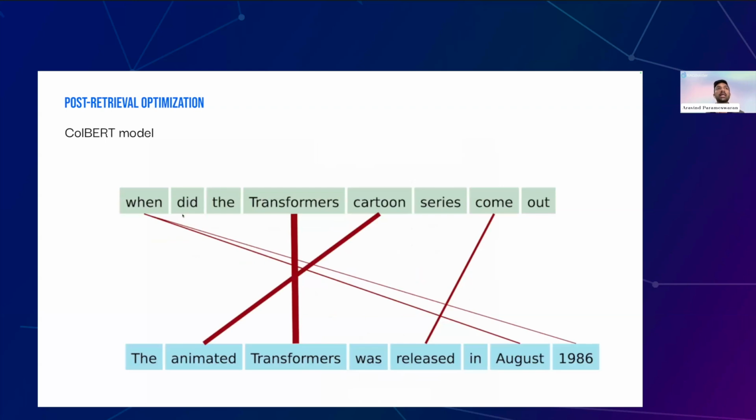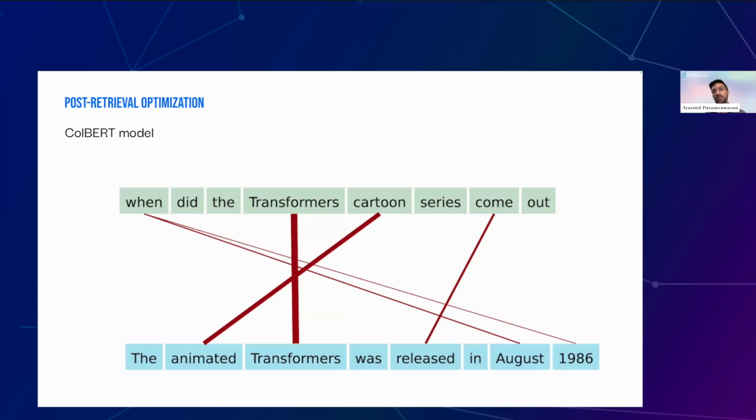Here's a real example of the Colbert model where assume this is your question, and this is the document that you have. As you can see, the transformer to transformer match will be the highest because they're the same word. But then you have cartoon matching with animated, when matching with August and 1986, and come out matching with released, right? So it's basically doing token level matching, so to speak. And that makes it highly relevant and highly accurate in the context of a RAG, right?